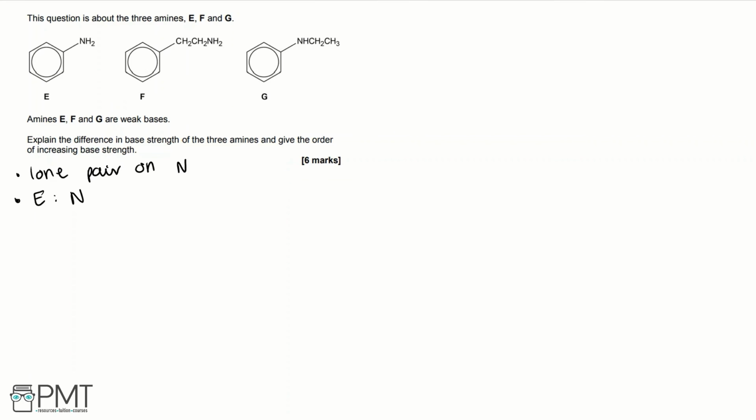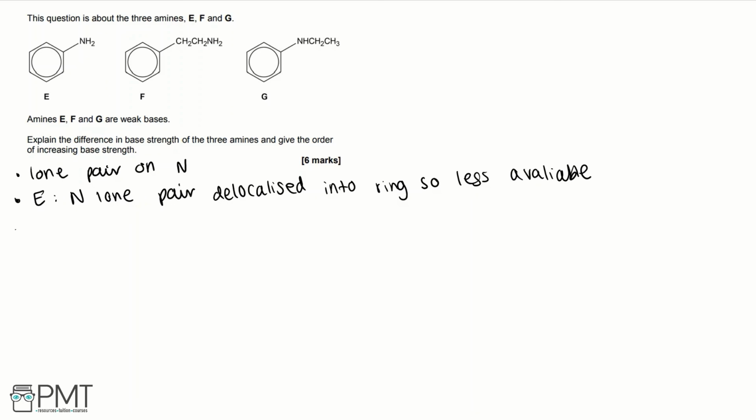Then looking at the amines individually. So E, the nitrogen lone pair, delocalizes into the ring, so it's less available to donate or accept an H+ or an acid proton. Then looking at F and G, the electrons will be pushed towards the nitrogen, which is a positive inductive effect, and so it's going to be more available to donate or accept an H+ from acid.